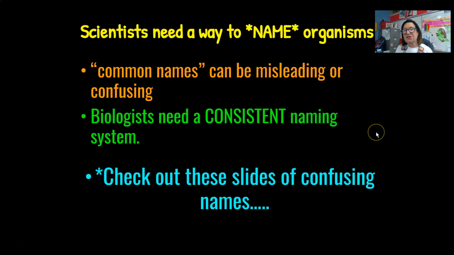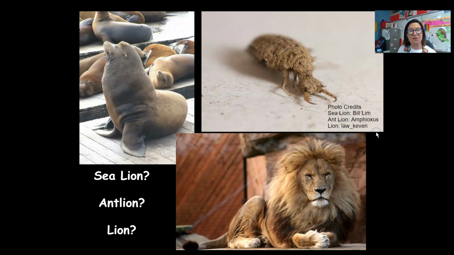So check out these slides of confusing names, right? So here, which one is a sea lion, right? And it's this guy here, antlion, and this is it. And this is an actual lion. And notice they all have lion in their name, but they're all very different organisms, right? They really aren't all that related either.